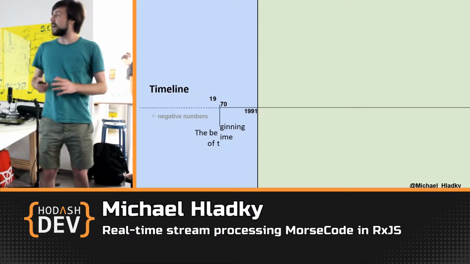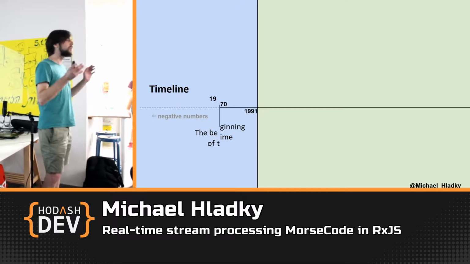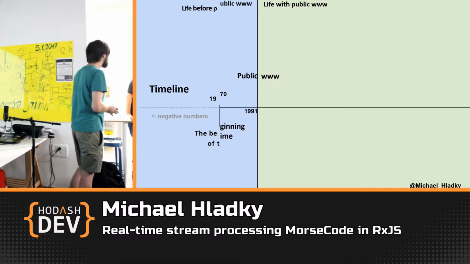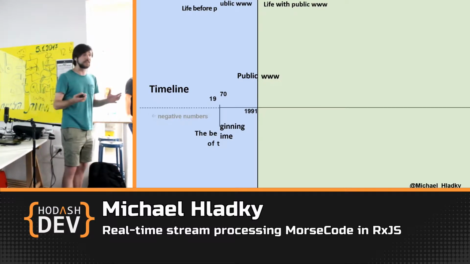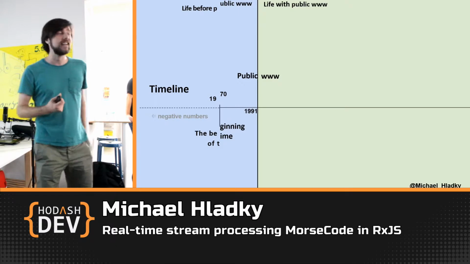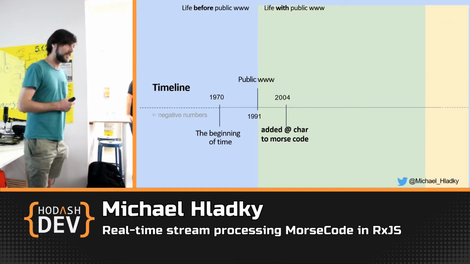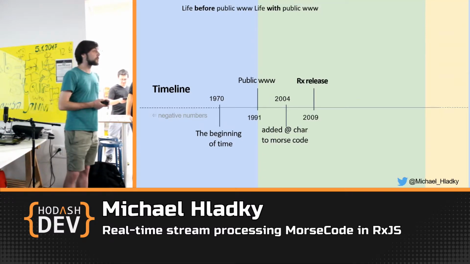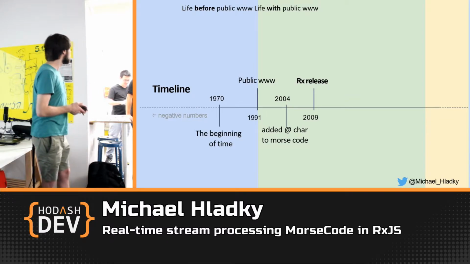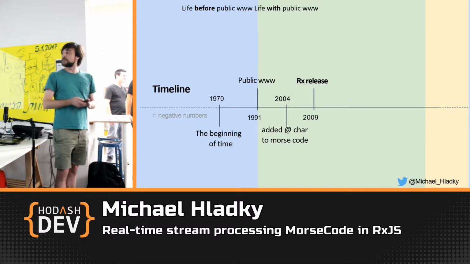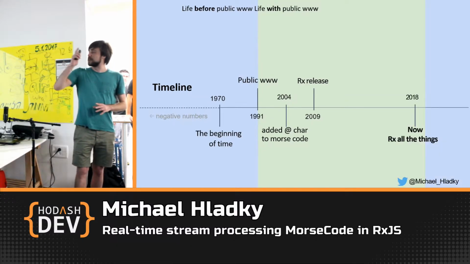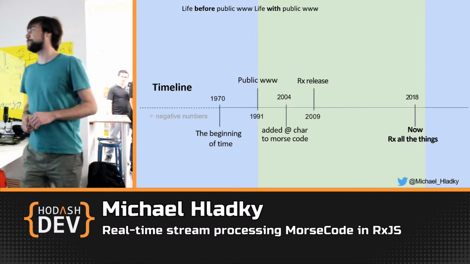And then, very important, 2004: the official committee of Morse Code introduced the at character to the set of Morse Code characters, and since 2004 I'm finally able to Morse code my email address, so I'm very happy about this. In 2009 Rx was released. It was open sourced by a company called Microsoft. Maybe you know this company. And after this, nothing happened until now, and now we try to Rx all the things.